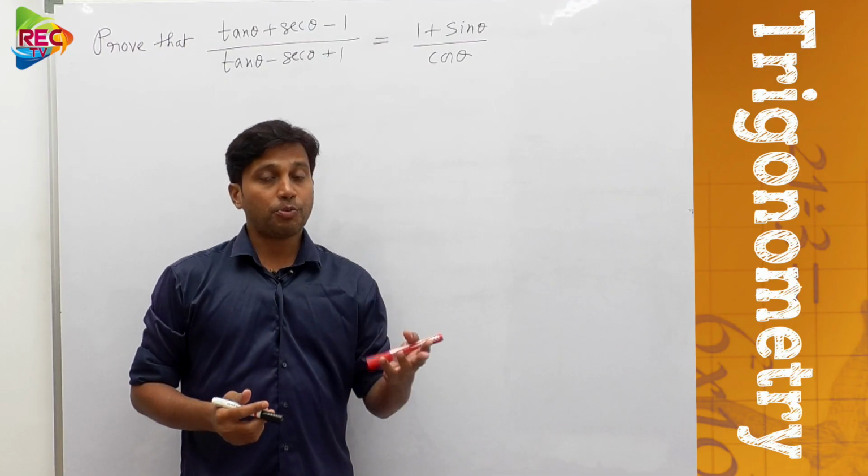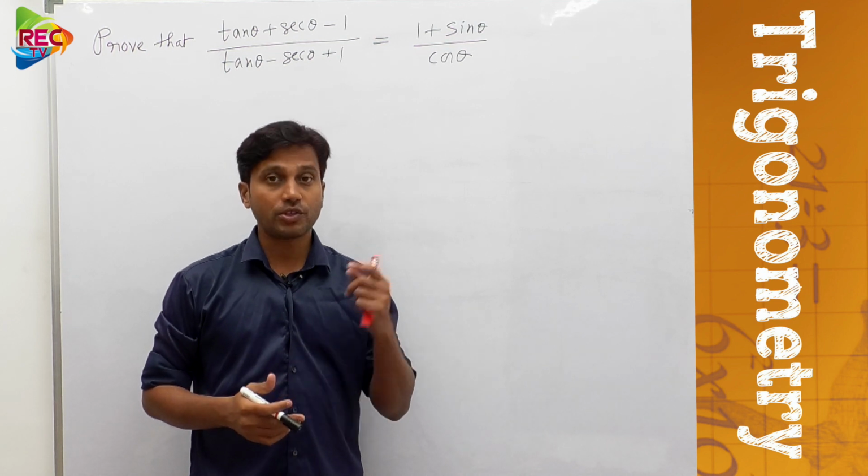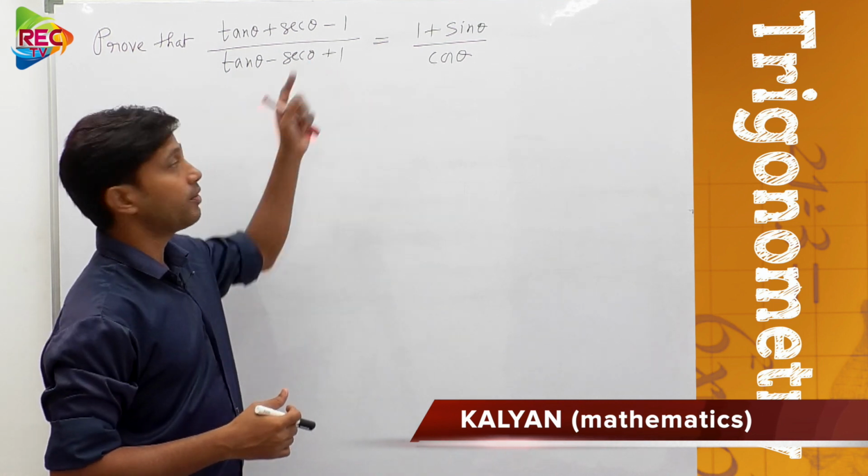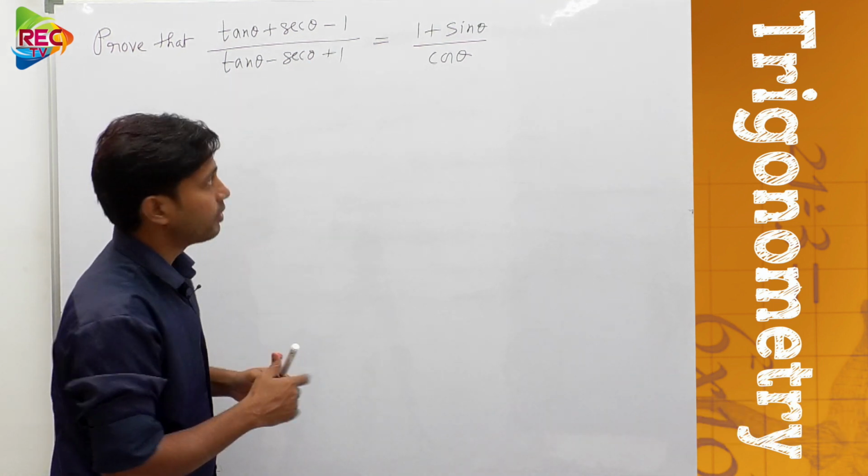Now let's do one more problem based on the trigonometric identities, which is also very important, and most of the students will get confused while solving this. Okay, let us solve that.